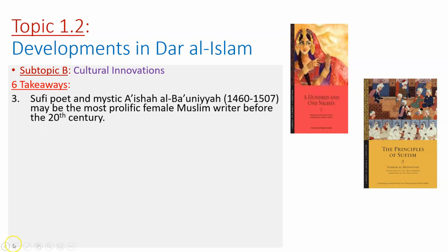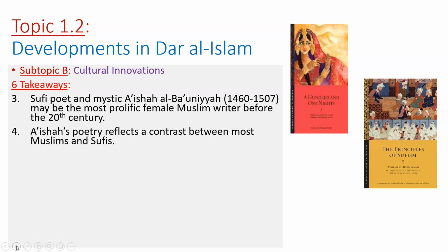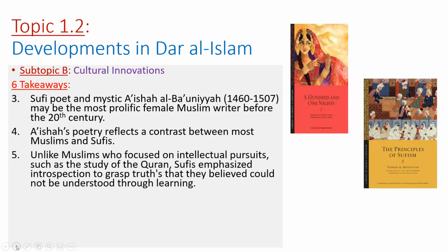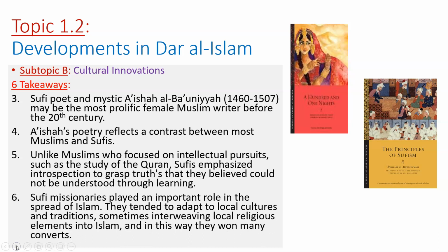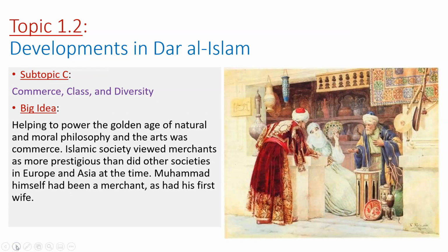Okay, I got 6 takeaways for you on this topic. Sufi poet and mystic Aisha el-Bayunia, I'm sure I mispronounced that, may be the most prolific female Muslim writer before the 20th century. Her poetry reflects a contrast between most Muslims and Sufis. Unlike Muslims who focused on intellectual pursuits such as the study of the Quran, Sufis emphasized introspection to grasp truths that they believed could not be understood through learning. Sufi missionaries played an important role in the spread of Islam. They tended to adapt to local cultures and traditions, sometimes interweaving local religious elements into Islam, and in this way, they won many converts.